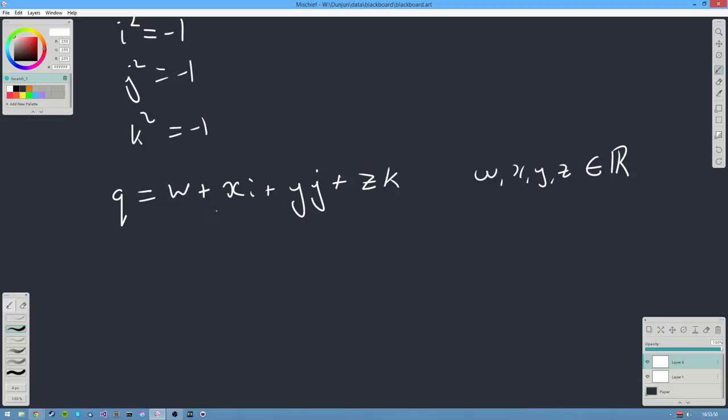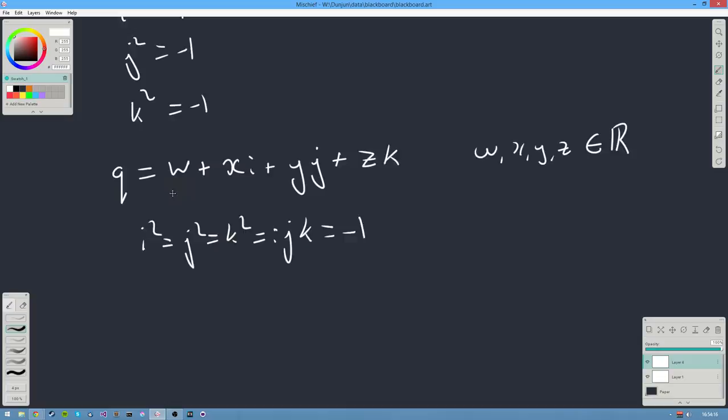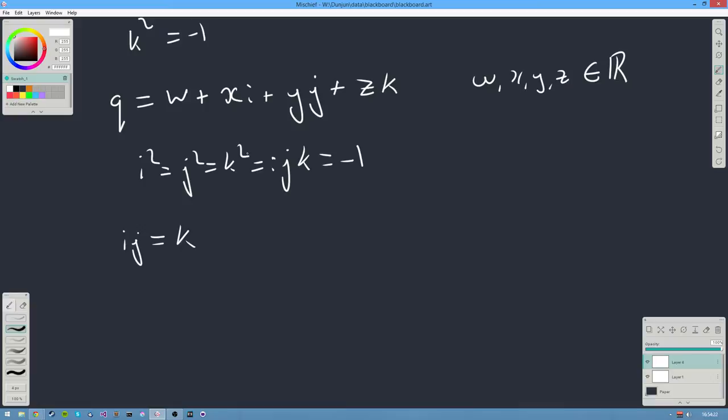And again, according to Hamilton and his bright spark of genius, he said i squared equals j squared equals k squared equals ijk equals negative 1. So as you notice, i squared, j squared and k squared all equal negative 1. They're all new imaginary numbers. But then he also said ijk equals negative 1. Well, you may think, okay, so ij must equal k in that case, yeah? And from that, we also get jk must equal i. And then it starts to get a little bit more confusing.